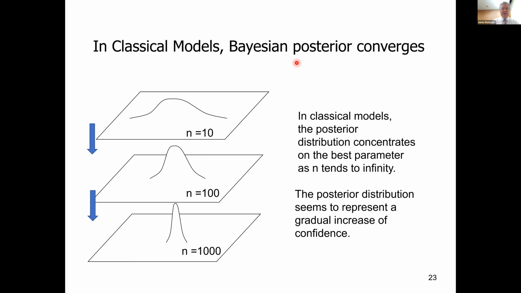In classical models, the Bayesian posterior converges. Here, n is the sample size. In classical models, the posterior distribution concentrates on the true parameter as n tends to infinity. The posterior distribution seems to represent a gradual increase of confidence in classical models.